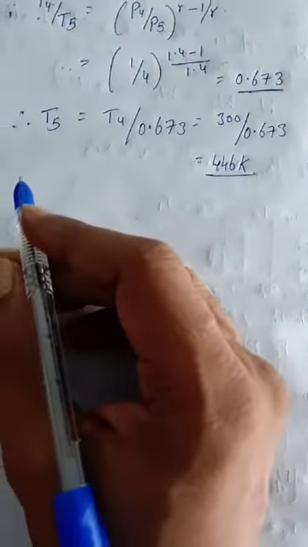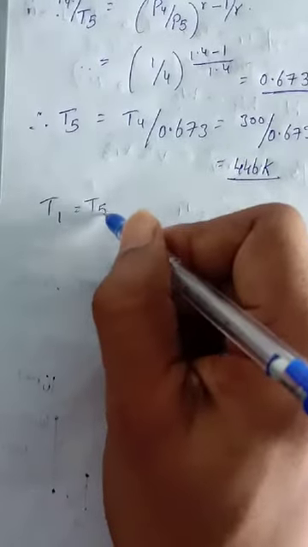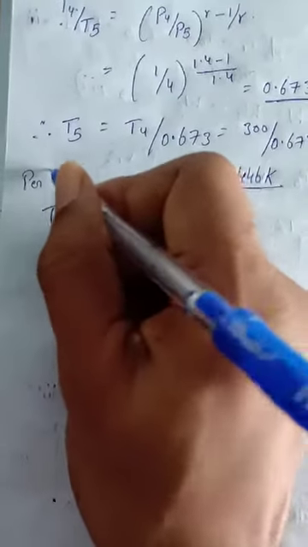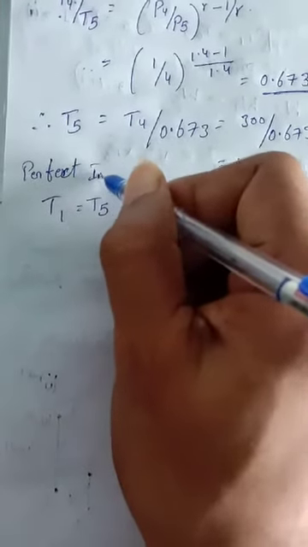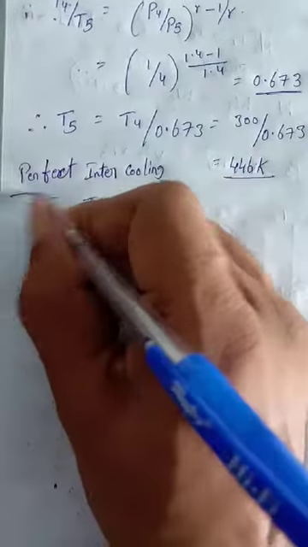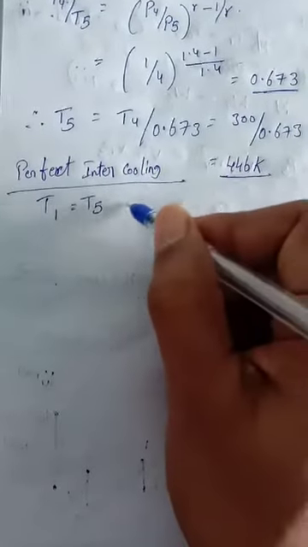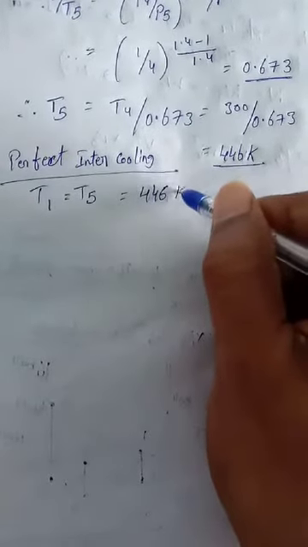So we know that for perfect intercooling, T1 is equal to T5. Perfect intercooling, that is T1 is equal to T5. Then here 446 kelvins.